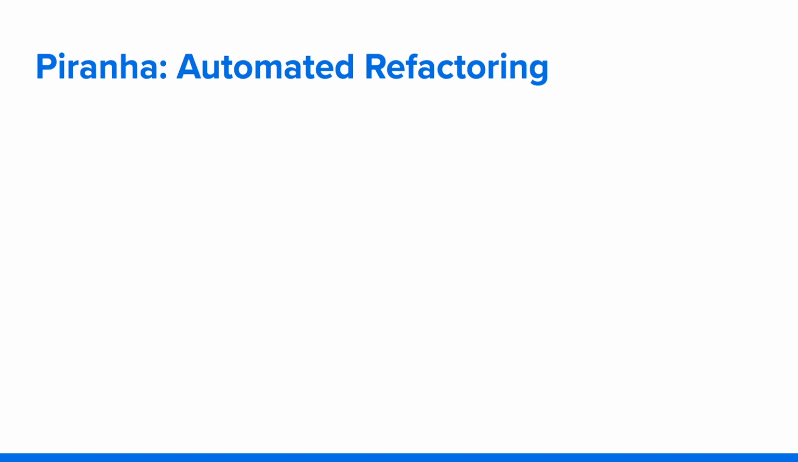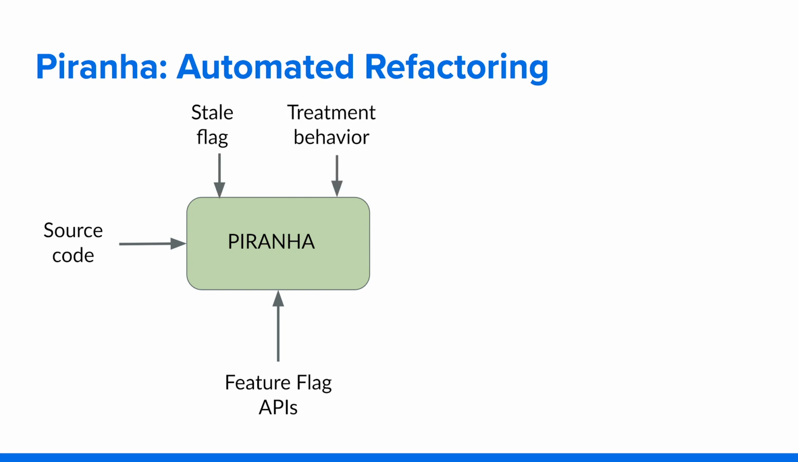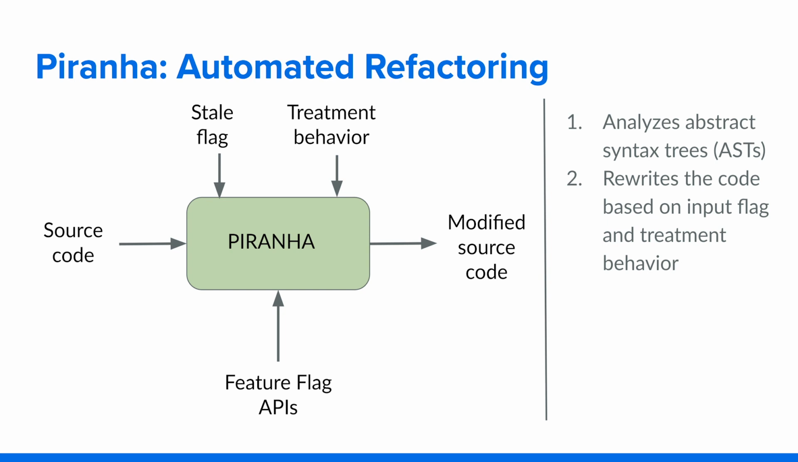Uber has addressed this problem by building a tool named Piranha to automatically delete code related to stale flags. Piranha can be configured to handle specific flag APIs. It takes as input the source, the stale flag info, for example the flag name and the treatment behavior, and analyzes the code using this information to generate a modified source. Under the hood, Piranha analyzes abstract syntax trees and rewrites the code based on the input. Further, it attempts to delete other unreachable code due to this deletion.